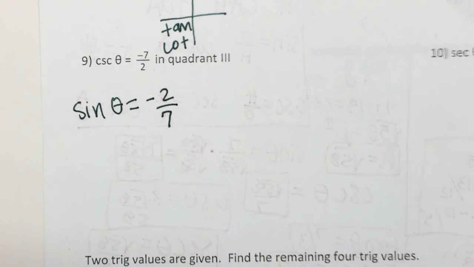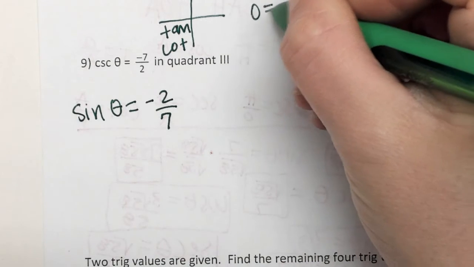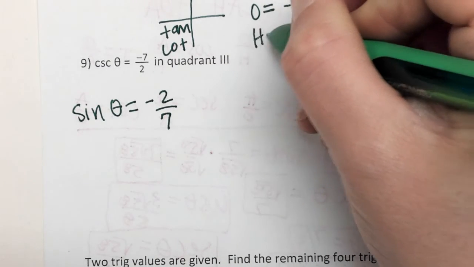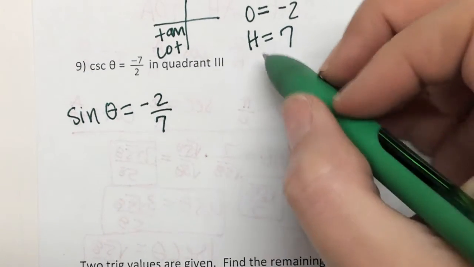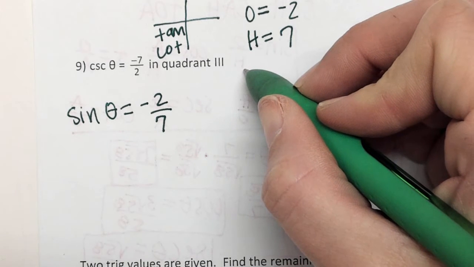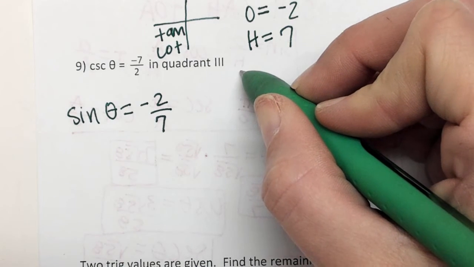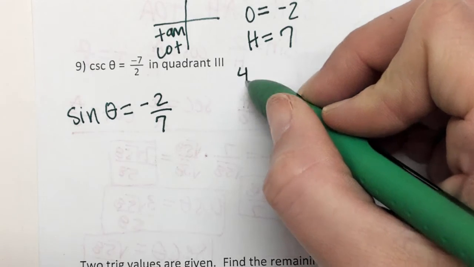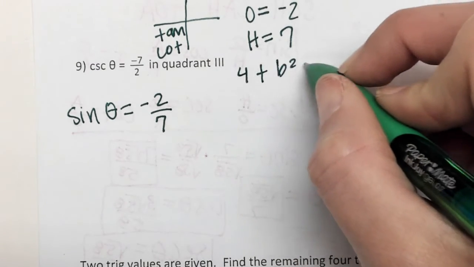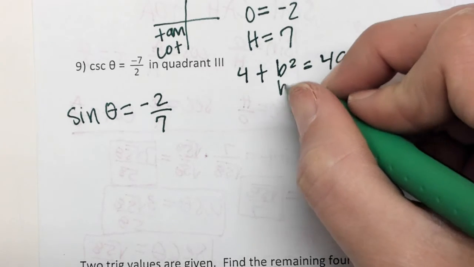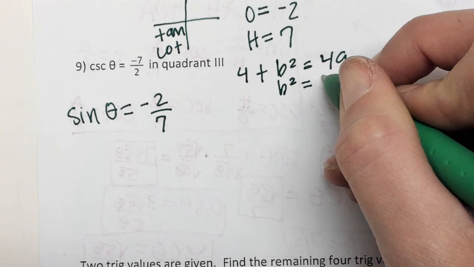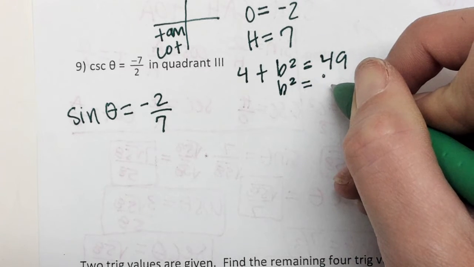Alright, what 2 things do we have? Do we have adjacent, opposite, or hypotenuse? Opposite and hypotenuse. So opposite is negative 2, hypotenuse is 7. We need to find the adjacent. Tell me how to set that up. Negative 2 squared, so that would be 4 plus b squared equals 49. Then I would subtract 4 and get 45.